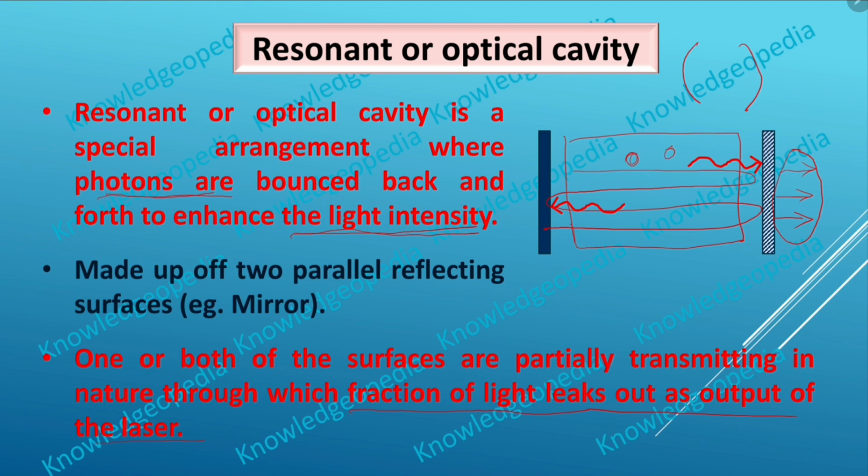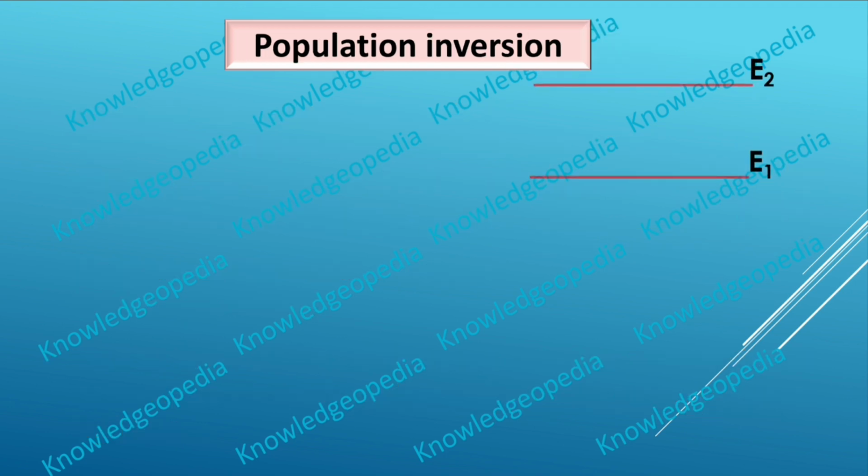Now coming to the second one, that is population inversion, right? What is the meaning of population inversion? Here I have shown you the ground state E1 and an excited state E2. Under normal equilibrium condition, what happens? These are the number of atoms at the ground state, and the number of atoms in the excited state is very few as compared to the number of atoms in the ground state. This is our normal equilibrium condition. Most of the atoms are found in the ground state, very few are in the excited state.